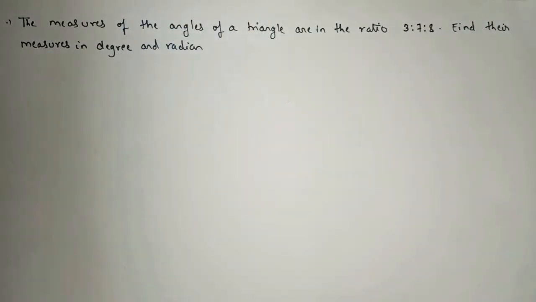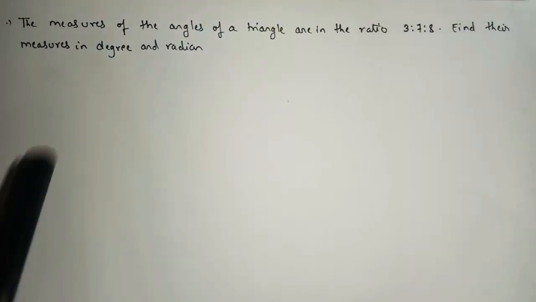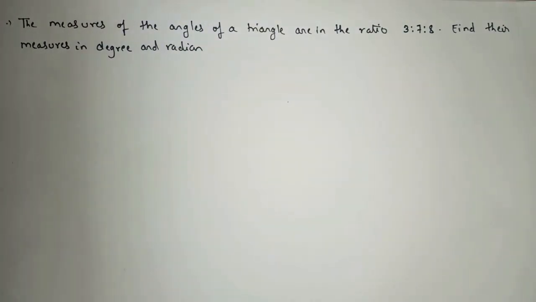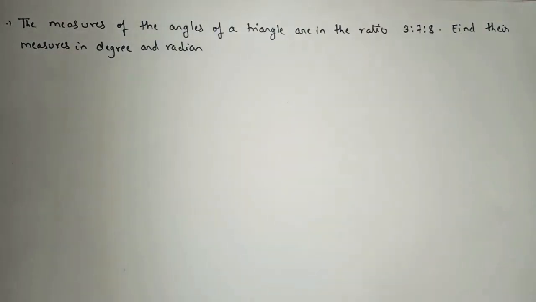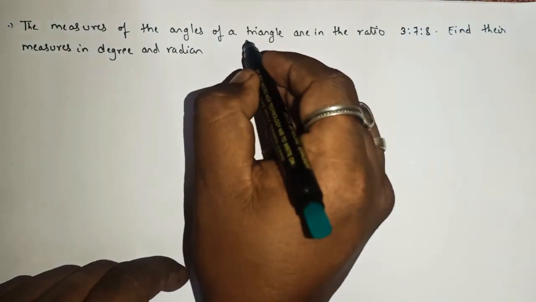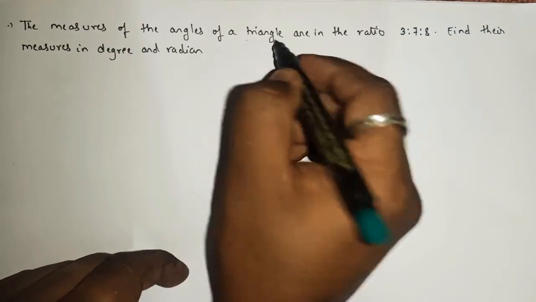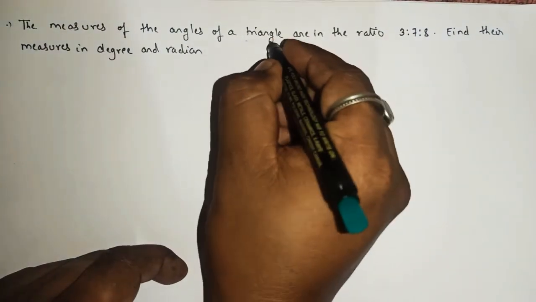Hello students, as in the last lecture we saw two sums based on the triangle. So now we'll take a few more examples based on the triangle as well as the quadrilateral. Here in this example we have the measures of the angles of the triangle in ratio. It is clearly mentioned that it's a triangle. Yes or no? It is a triangle.